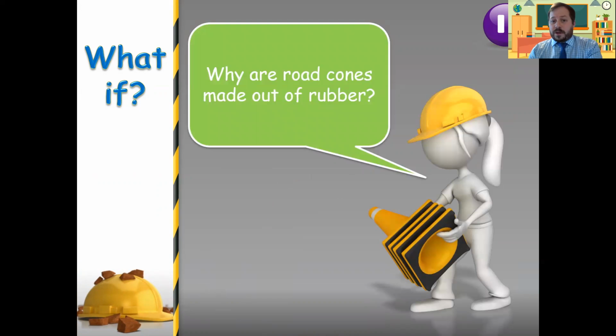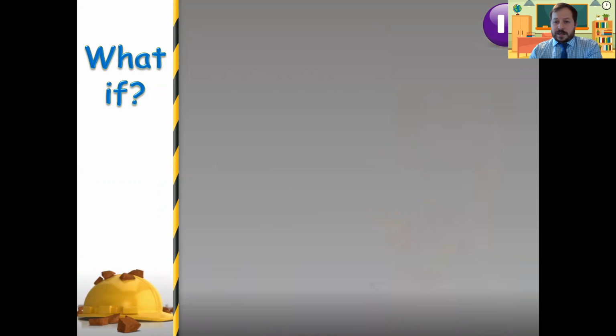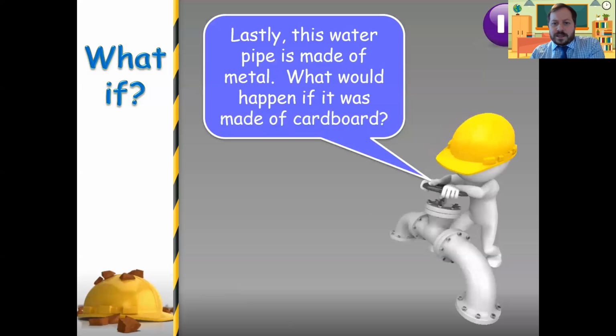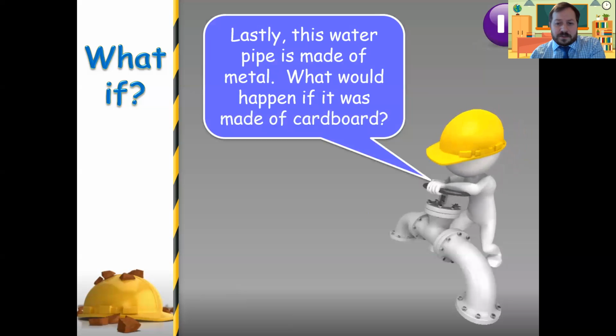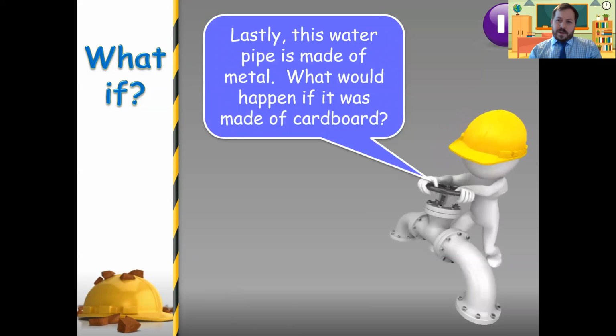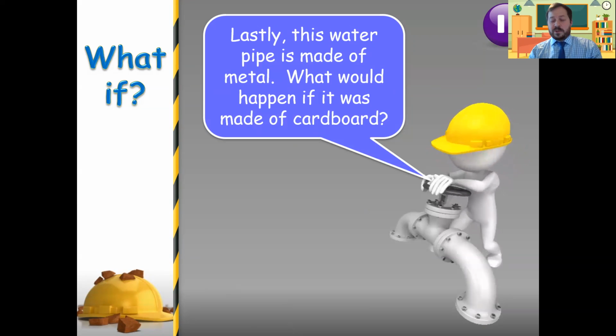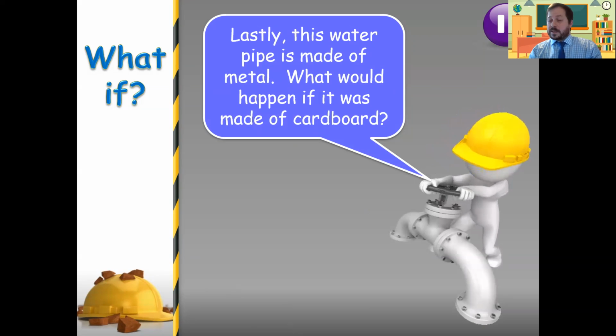Why are road cones made out of rubber rather than plastic? Why isn't the bottom of this jackhammer made out of glass? What would happen if it was? Would it do the job that it was meant to do? Lastly, this water pipe is made out of metal. What would happen if it was made out of cardboard? Think about these questions and try to have an answer for the reason why, or what properties they possess that the other doesn't, and why they're more suited to the job than you might think.